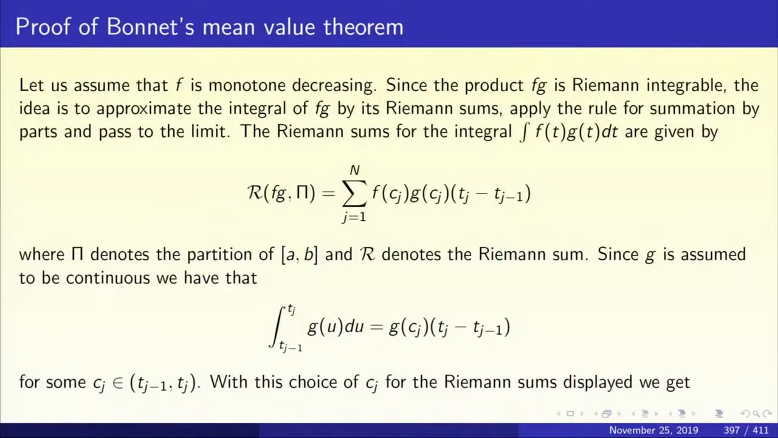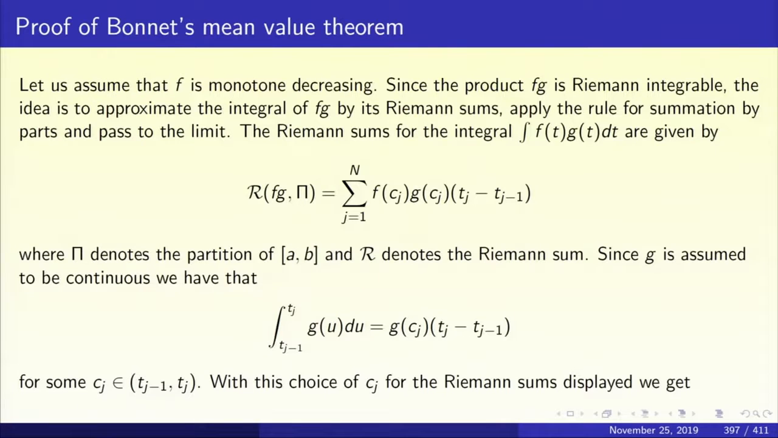So let us continue with the proof of the Bonnet's mean value theorem for integral calculus. We have this Riemann sum R(f, g, π) equal to the summation from j = 1 to n of f(c_j) g(c_j)(t_j − t_{j−1}). This Riemann sum will approximate the integral from a to b of f(t) g(t) dt.